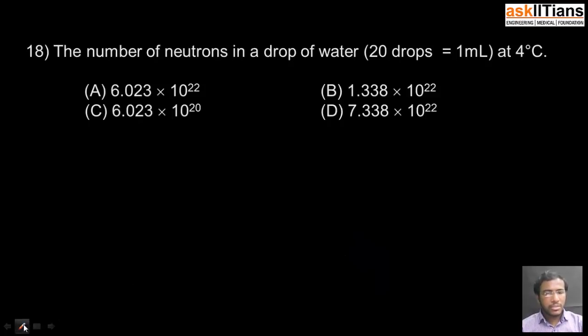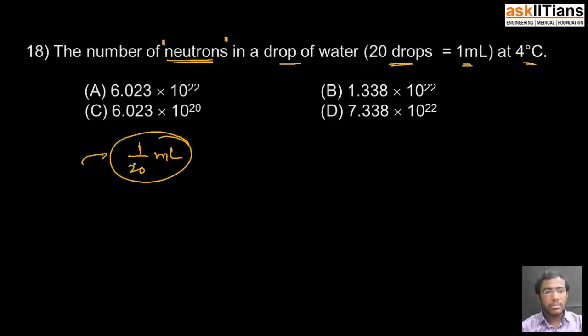The number of neutrons in a drop of water. 20 drops is equal to 1 ml at 4 degree centigrade. This is what the question is. Here the question is a different one because it asks us to find the number of neutrons. Before, we solved a question in which we calculated the number of protons, but now we have to calculate the number of neutrons in a drop of water at 4 degree centigrade. Here 20 drops is 1 ml, but we want only 1 drop. So 1 drop is how much? It will be 1 by 20 ml. 1 drop has a volume of 1 by 20 ml.